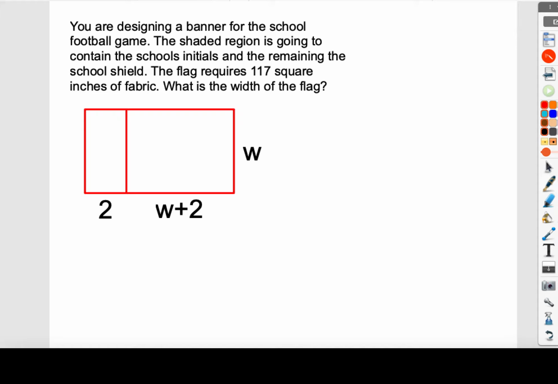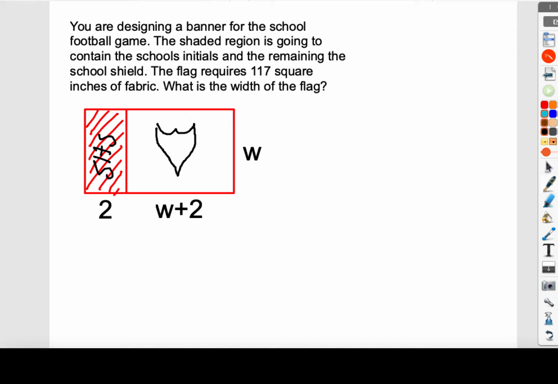You are designing a banner for your school football game. You want the shaded region, the region to the left here, to contain your school's initials. So maybe SHS here, right? But we're going to have the flag portion, the right portion, contain the school shield. We want this to contain our school shield here.